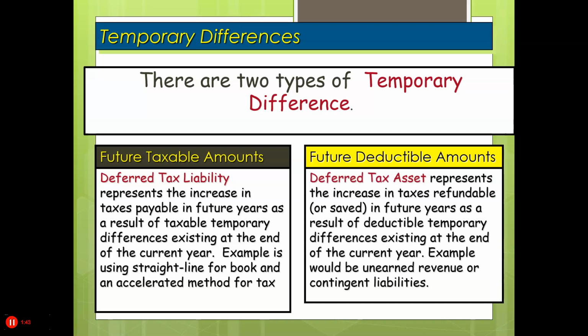Now we also have what we call a deferred tax asset. It represents the increase in taxes refundable or saved in future years as a result of a deductible temporary difference existing at the end of the current year. Examples would be unearned revenue. For tax purposes, we have to treat it as revenue, but for book purposes, we do not. Or contingent liabilities, where we estimate a loss that we may incur in the future. The IRS doesn't allow you to take that as an expense until it actually occurs.